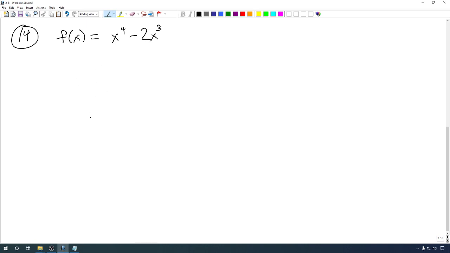Now, we're not going straight to the third derivative. What we're going to do is we're going to differentiate this 3 times. First, we'll find the first derivative.